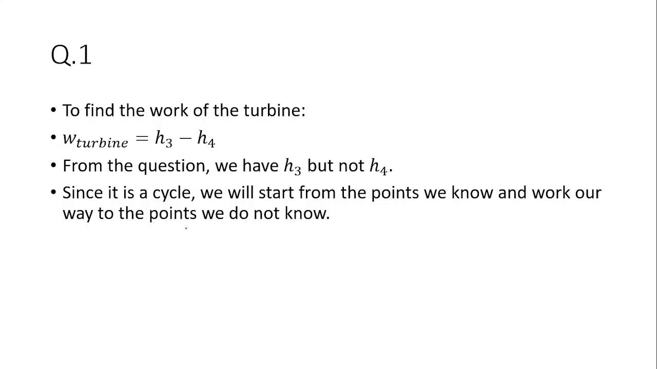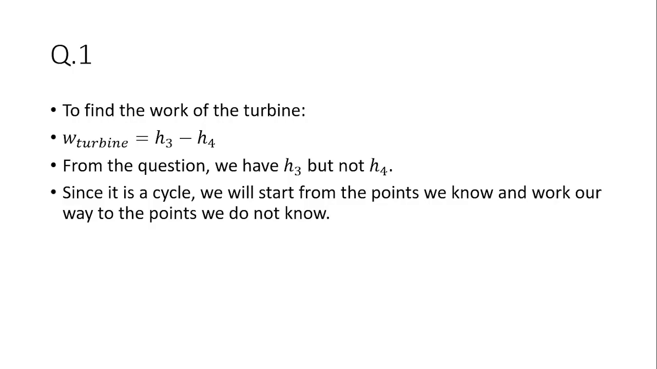So we have H3, but since it's a cycle, we will start from the points we know and work our way to the points we do not know. So this is the thing about the thermodynamic cycles: you look at the points where you have enough data and you use them as a starting point to find the data for the other points. So that's how we do it. We work from the known to the unknown, and we look at the relations between the points.